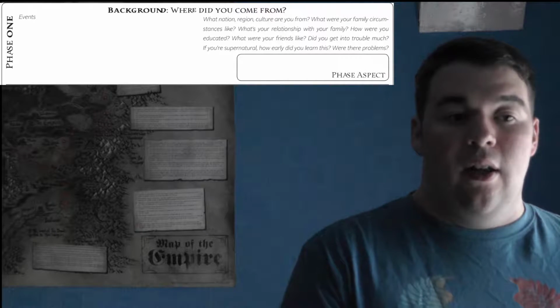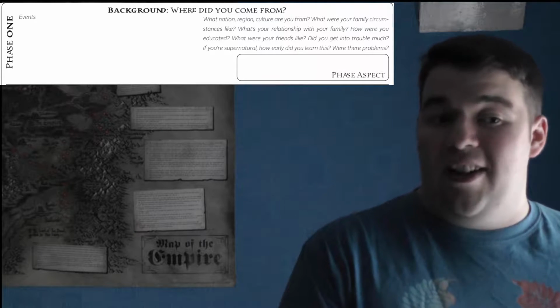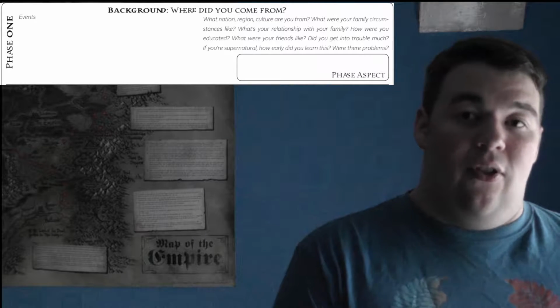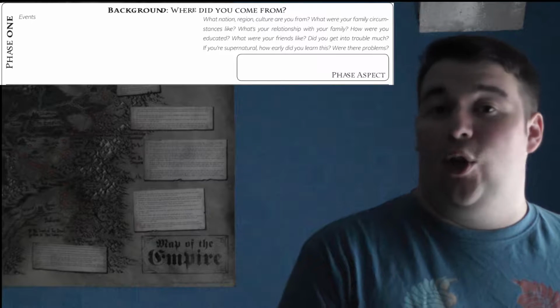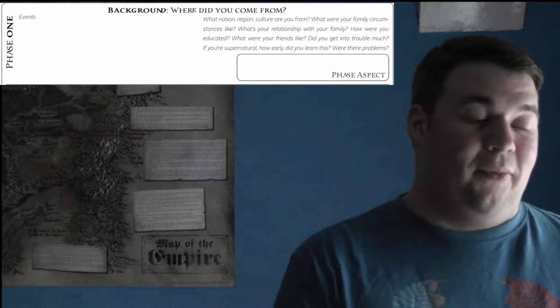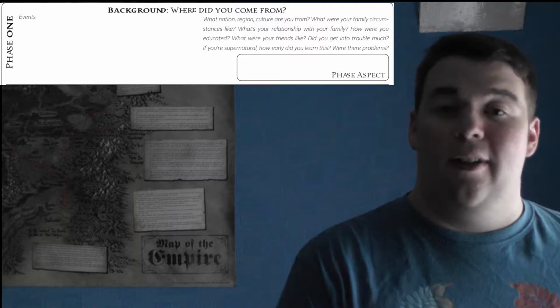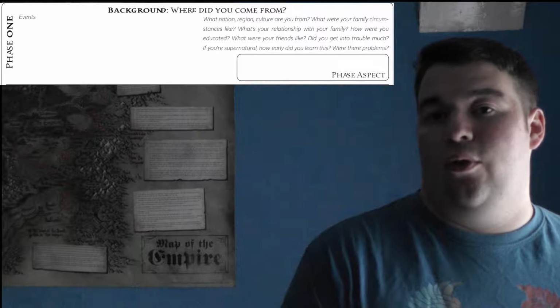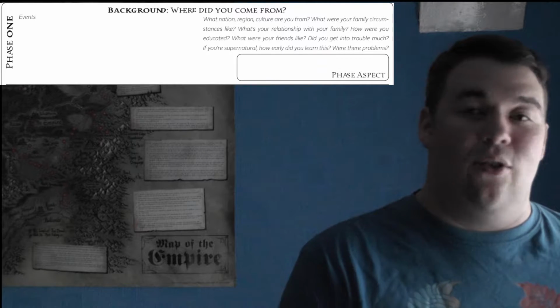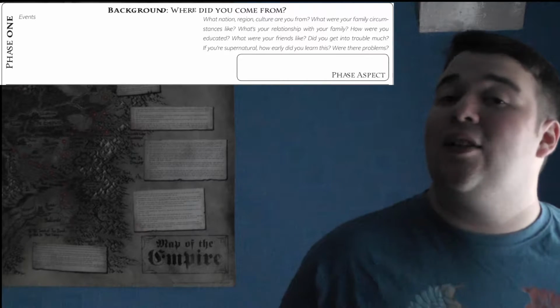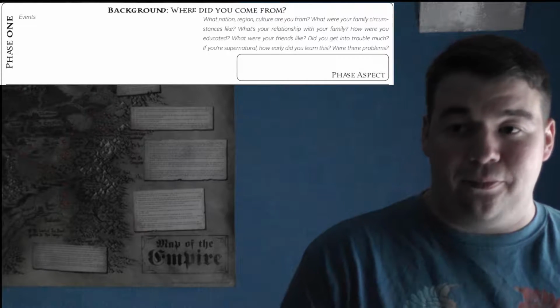It could be a relationship with a parent. It could be an item that you've kept for all these years, like a lucky coin, or a book or something, photos of friends from days gone by, something like that. It's something that shows where you come from.